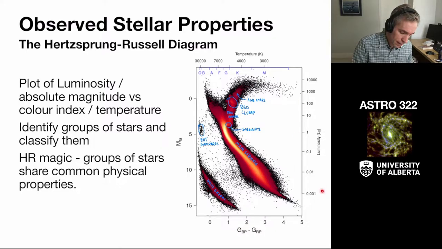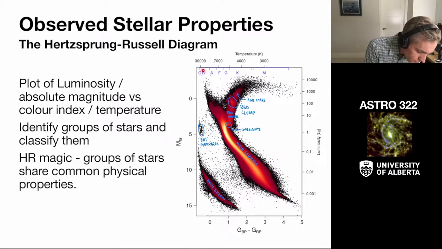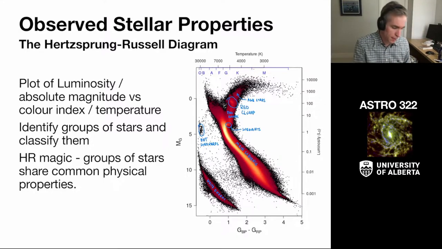Here, we've been talking about the luminosity and the temperature a bit from the physics and the Stefan-Boltzmann law. And now we also understand where these letters come from, OBAFGKM across the top, and then LT is sort of over here. Then we can go ahead and classify the different parts of the Hertzsprung-Russell diagram with the physical conditions of the stars that are in there.